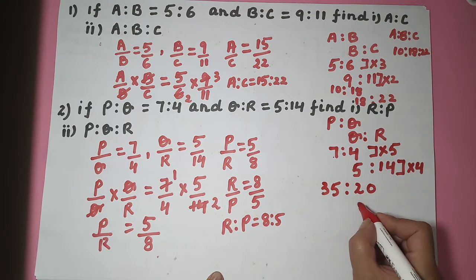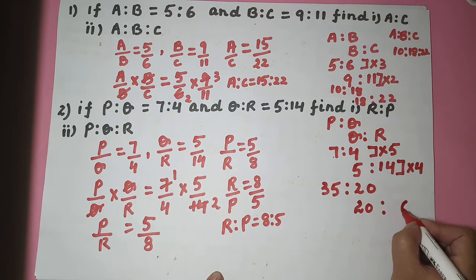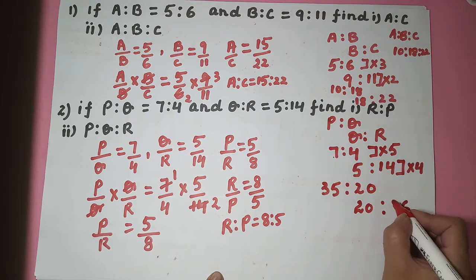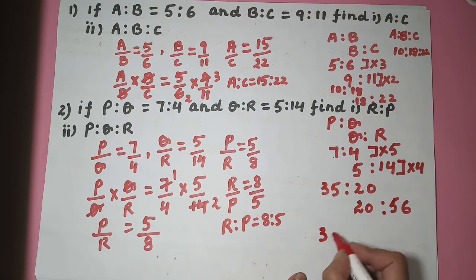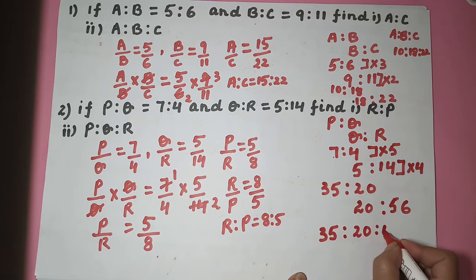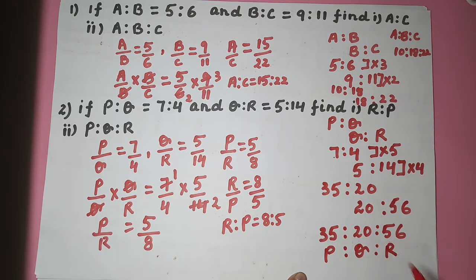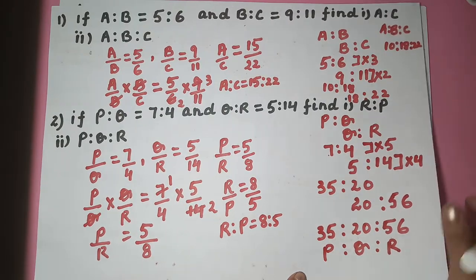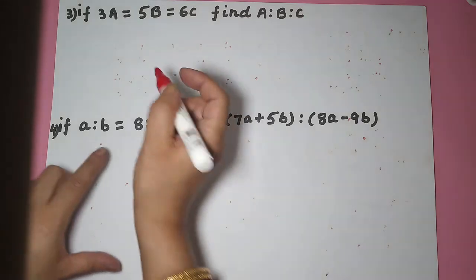And here I got 20 is to 4 4s are 16, 4 1s are 4 and 1 is 5. So finally I got 35 is to 20 is to 56 as my P is to Q is to R. Right? This is the way that you find the ratio between the two numbers. Let's try to solve some more sums.